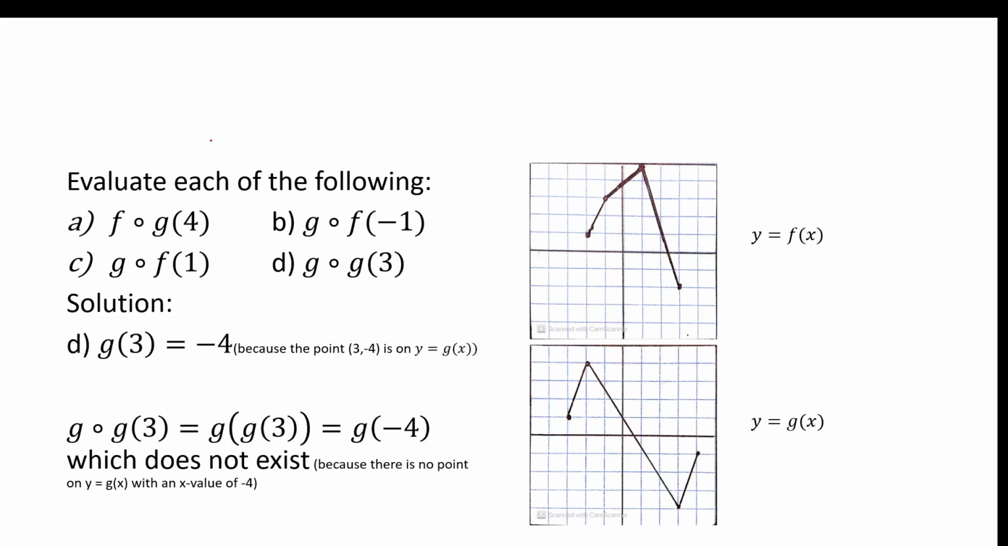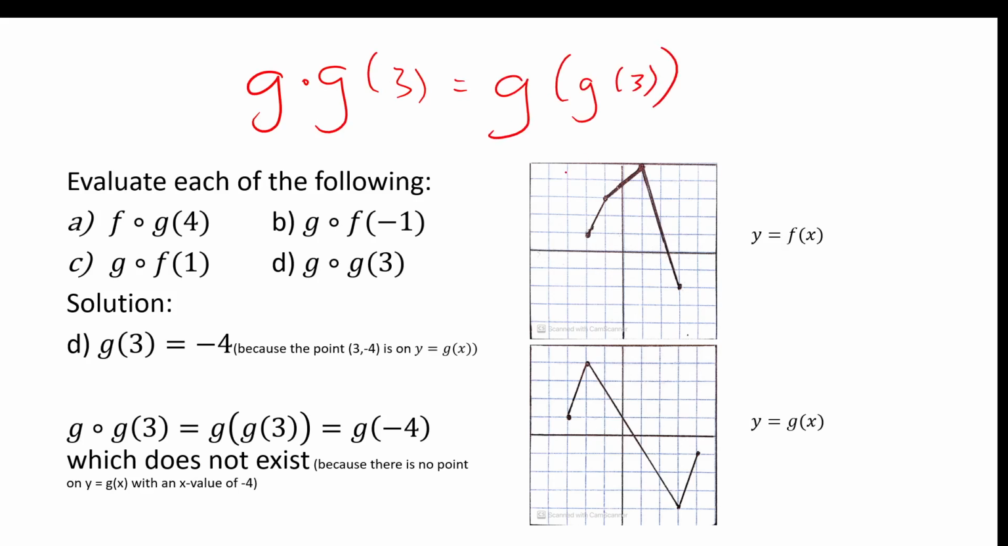And finally, g of g of 3. So we let x be 3 on g, and when x is 3 on g, y is -4. So instead of saying g of g of 3, we say g at -4, and that's what we have written here. And now we go to where the x value is -4 on the g function, and we realize, you know what? It never goes that far over, so it does not exist.